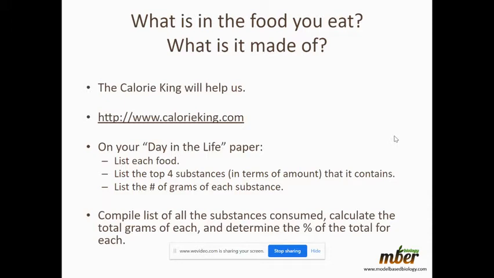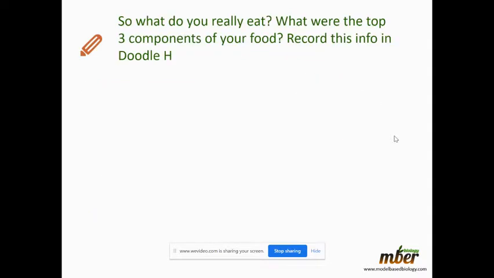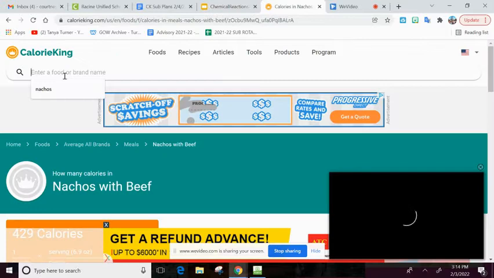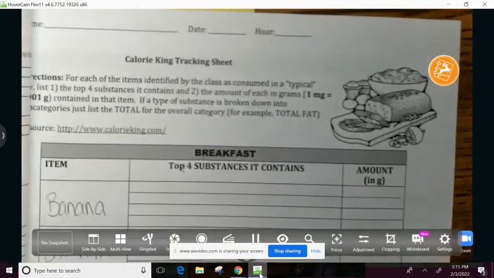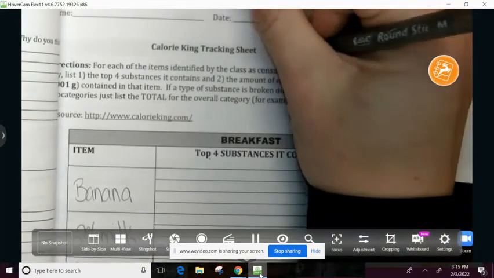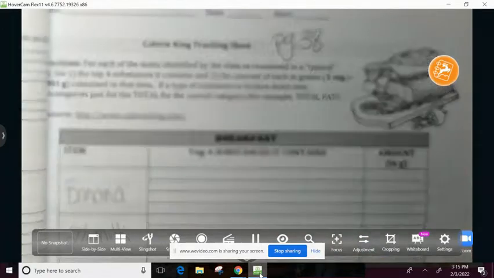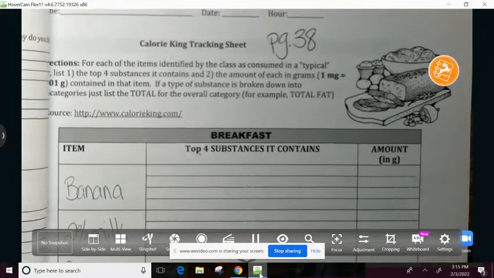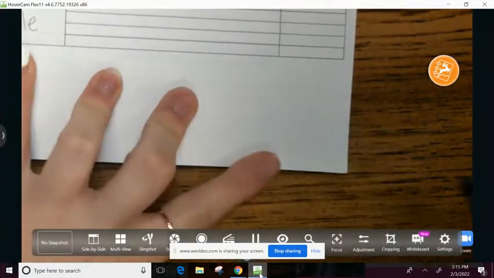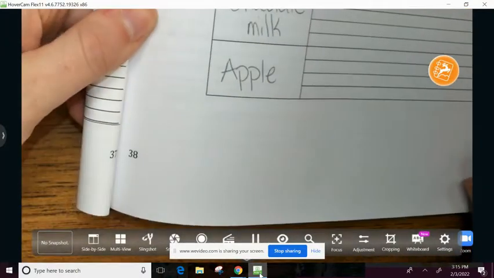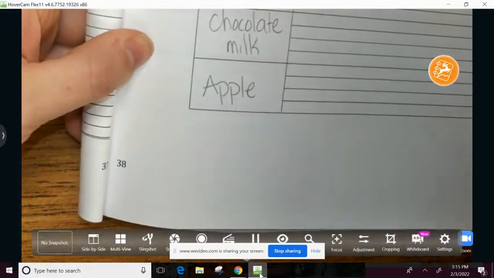Again, like I said, if you want to erase it and do your own foods, you can, but I think it's just going to be easier to at least do the first one with me. So we're going to look for the Calorie King tracking sheet activity. If you did not number your pages, you probably should. We're on page 38. I'm going to number the pages, so you should write it down also so that you know where we're going. I did fill in a few of the foods, and like I said, if you want to do something else, you can.